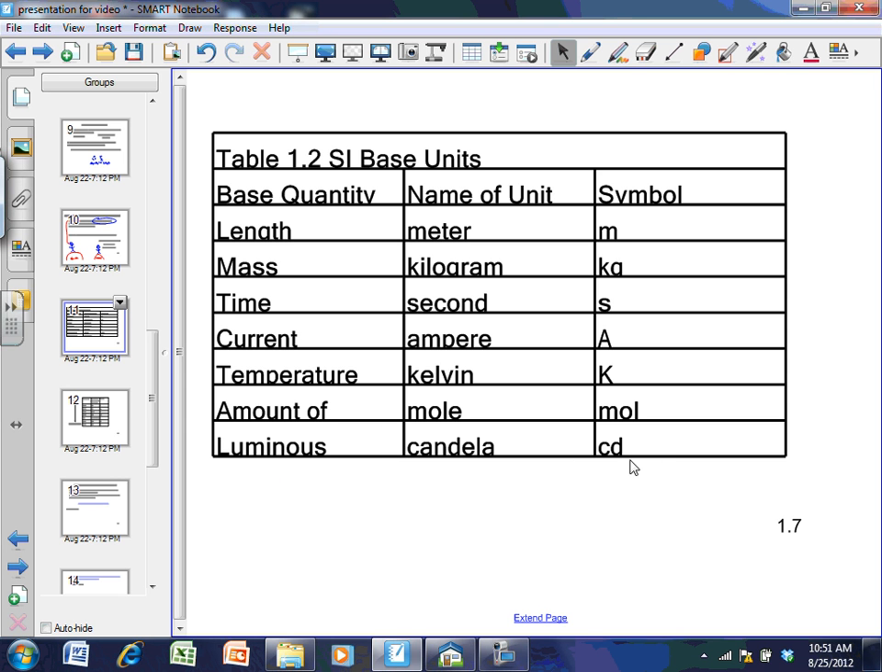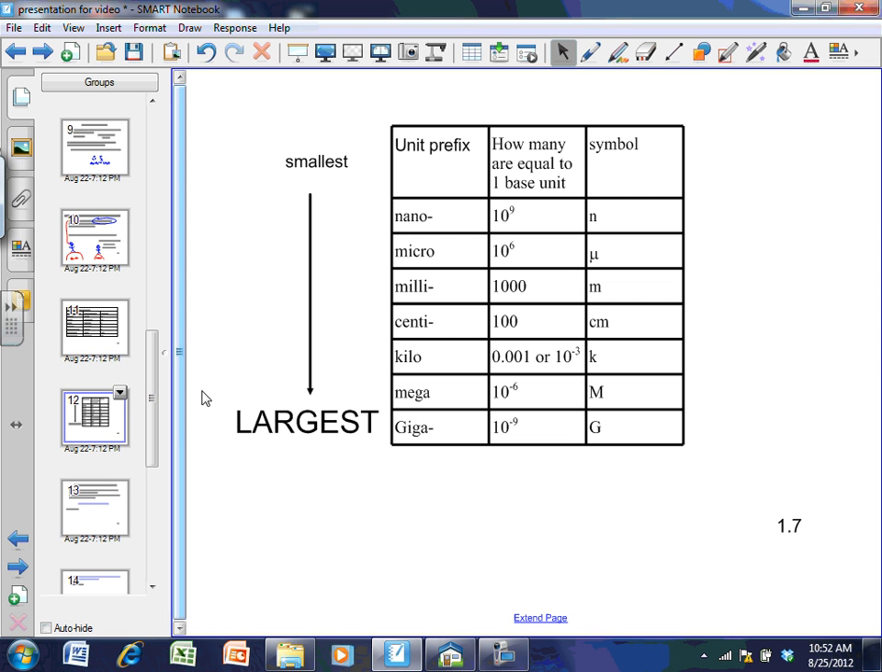We're not going to really look at candela or current too much in chemistry. However, the other units we are going to focus on. Okay, so we need to know unit prefixes because oftentimes when we measure something, we may be measuring small amounts of a substance or large amounts of a substance, and so measuring using different units, which are prefix units, will help us keep the numbers reasonable.